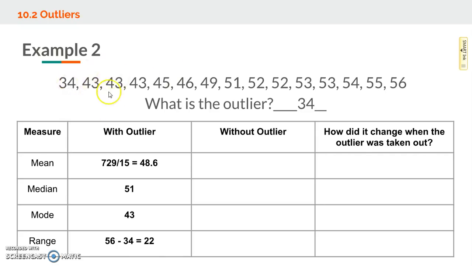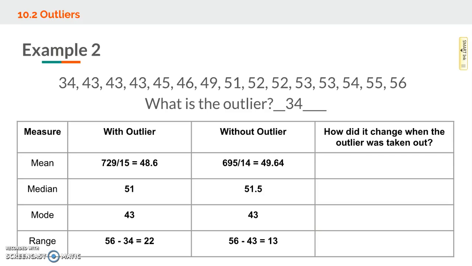If we count towards the middle, that's already in order, so we just have to count in from the left and right, and 51 was our middle number. The number that occurs most often is our 43. There's 3 of them, right? So that is our mode. And our range then is 56 minus 34, which gives us a range of 22 in our data set. All right, this time we're going to fill out the middle column, but we're going to take out the 34 to find our 4 central tendencies.